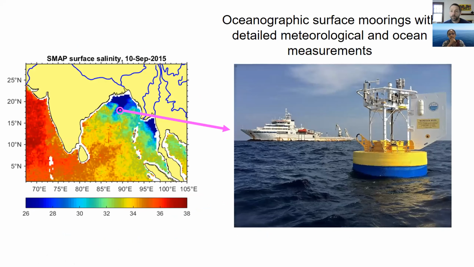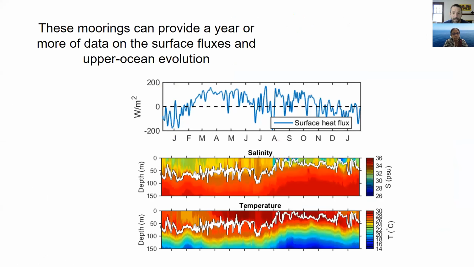So oceanographic surface moorings are one way to measure air-sea fluxes and the upper ocean evolution. My group has been working with people from NIOT and INCOIS and the Indian Institute of Science to do this for about the last decade. And that's a great way to get a year-long time series of data that can be used to understand air-sea interaction and the upper ocean response.